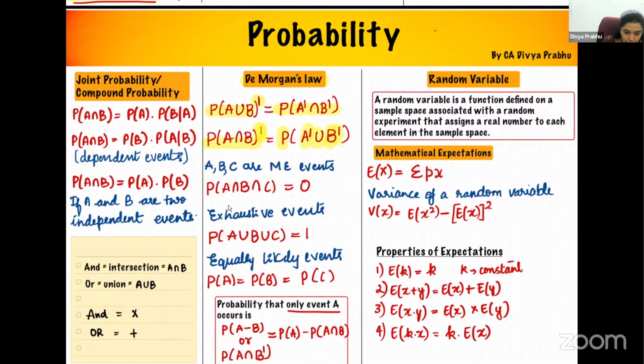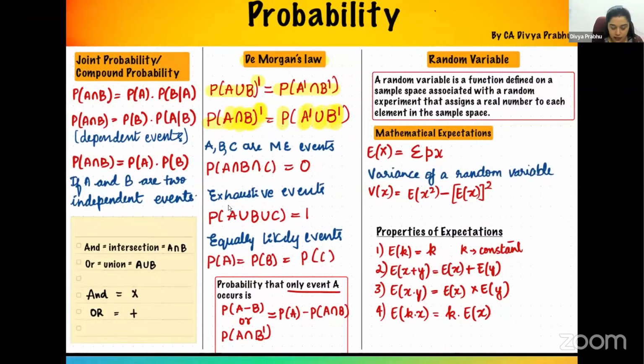Basically, this dash you are applying for both A as well as B as well as for intersection. So there will be A dash, there will be B dash, and the reverse of intersection is what? Union. So basically probability of A dash union B dash.